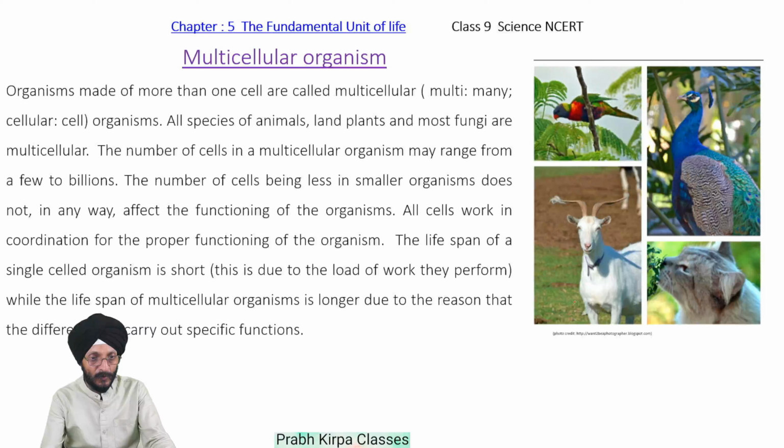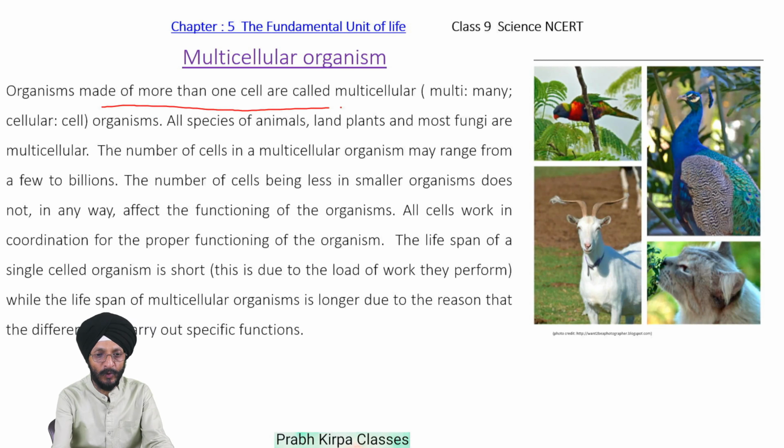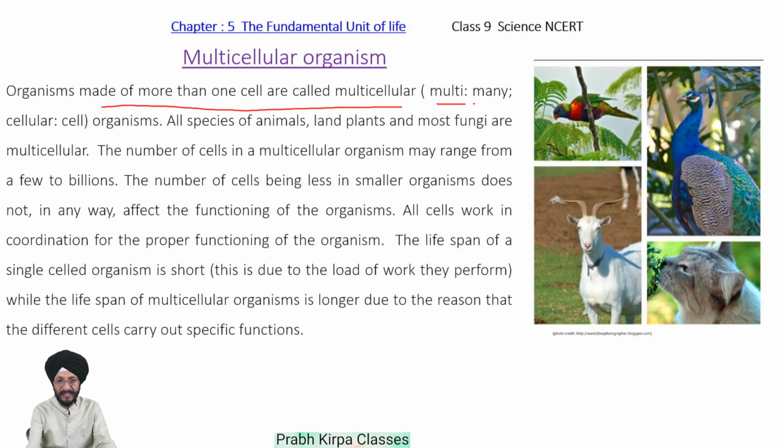Now we come to the next question, multicellular organisms. Organisms which are made of more than one cell. Multi means many, cellular means cell. So all the organisms which are made of more than one cell are called multicellular organisms. All species of animals, land plants, and most fungi are multicellular. These are the photographs of a few multicellular organisms.